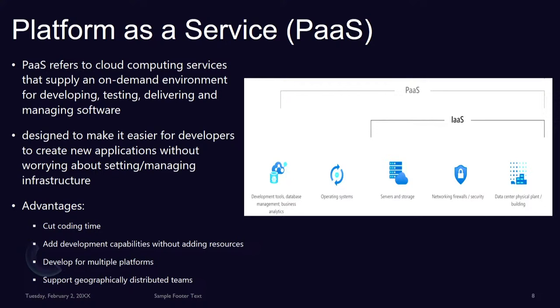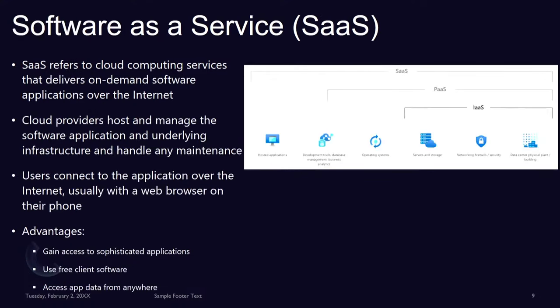Then it supports geographically distributed teams because it is available on the internet, and our team can be geographically dispersed. Then the third is called Software as a Service. SaaS refers to the cloud computing service that delivers on-demand software applications over the internet. Now, the entire software application will be delivered over the internet.